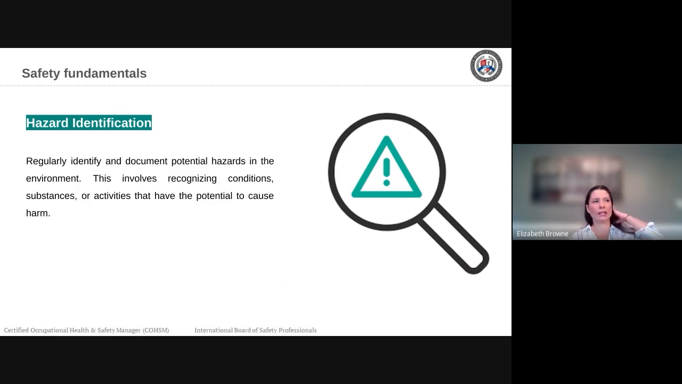Now, they might not have the same level of training as a certified health and safety manager, but having employees that are open to reporting hazards is a great step in the right direction of having a positive health and safety culture.